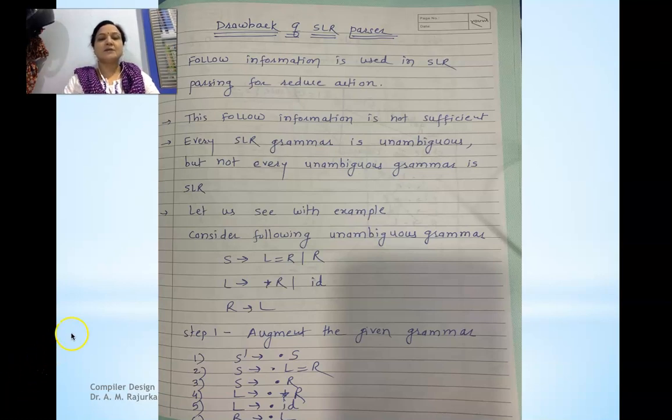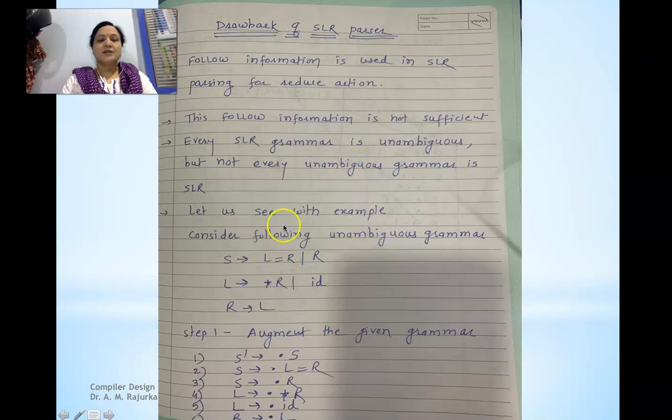We know that in the SLR parser, we use the follow information. We predict that the follow information means the terminal symbols which are in the follow of the non-terminal, those present in the input buffer, for which we are going to perform the reduction on the top of the stack. But this follow information is not all the time sufficient, and we know that every SLR grammar is unambiguous. The grammar for the SLR parser has to be unambiguous, but not every unambiguous grammar is SLR.